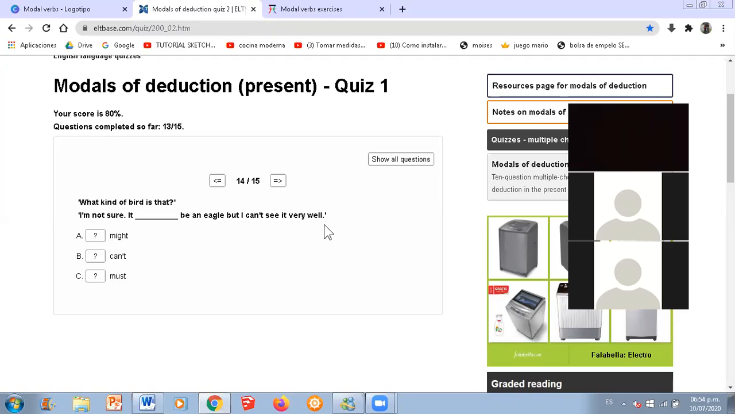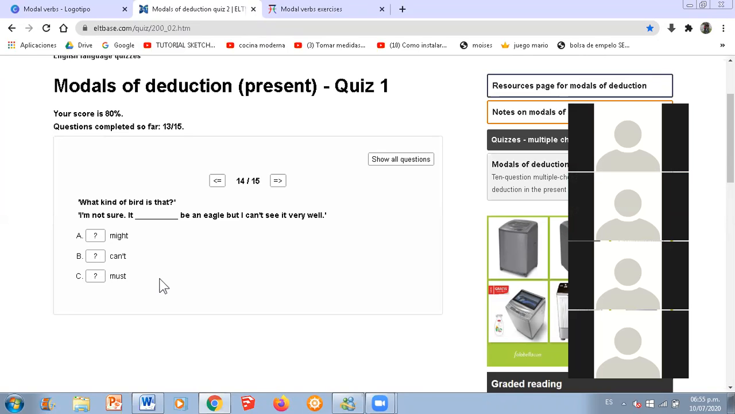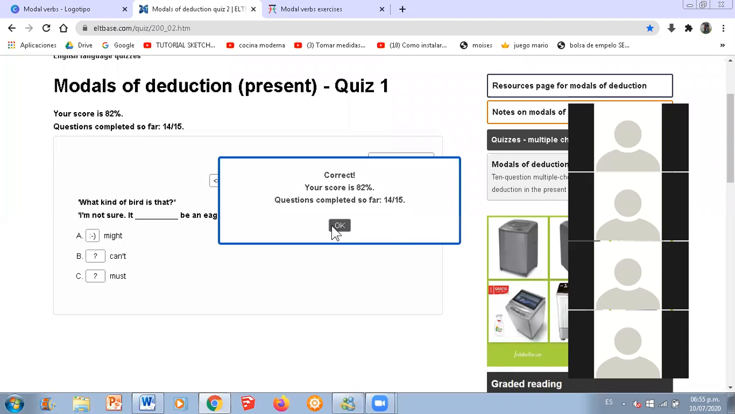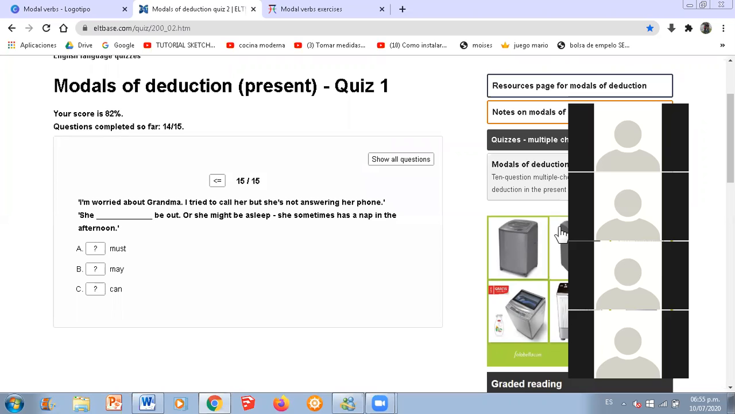María Gabriela. Okay. What kind of bird is that? I'm not sure. It might be an eagle, but I can't see it very well. Very good, might. Because it's not sure. I can't see it very well. Very good. And we finish.